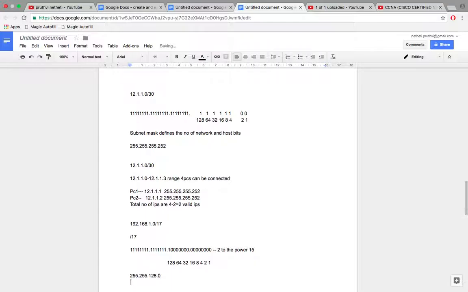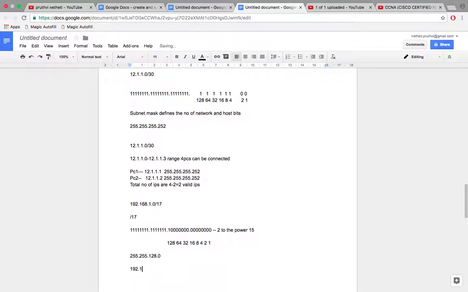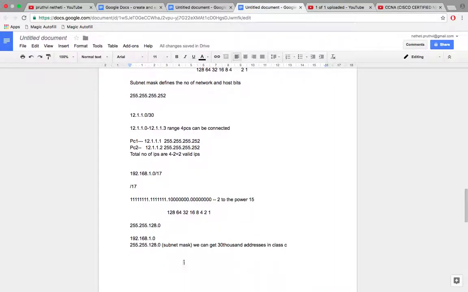So for a /17 network, we can write 192.168.1.0 with subnet mask 255.255.128.0. This is your subnet mask. By using this, we can get around 30,000 addresses in class C, right? So this is how classless IP addressing and writing the subnet mask works completely.